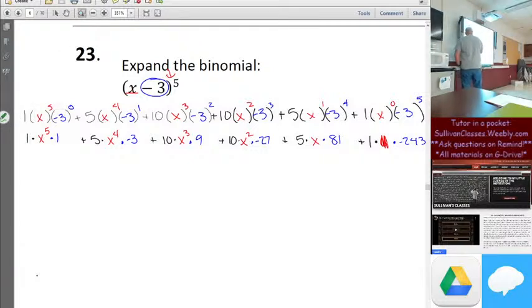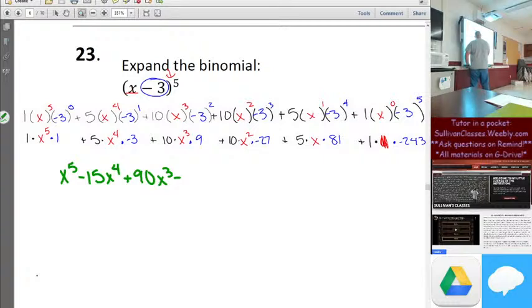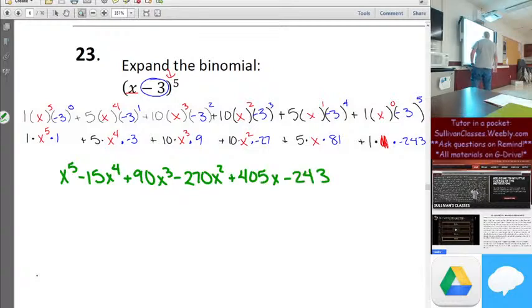Then the final answer: x to the 5th minus 15x to the 4th plus 90x to the 3rd minus 270x squared, getting bigger, plus 405x minus 243.